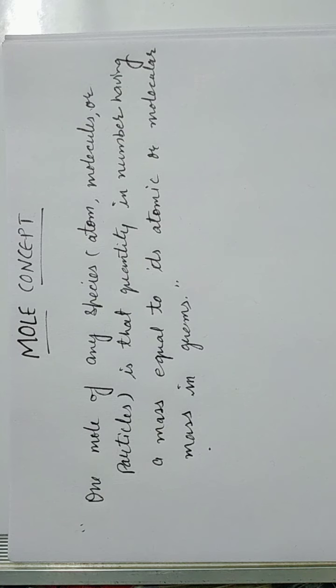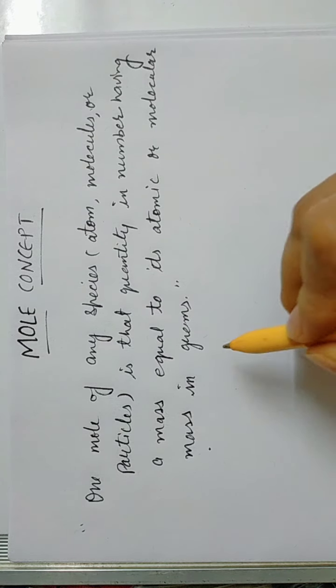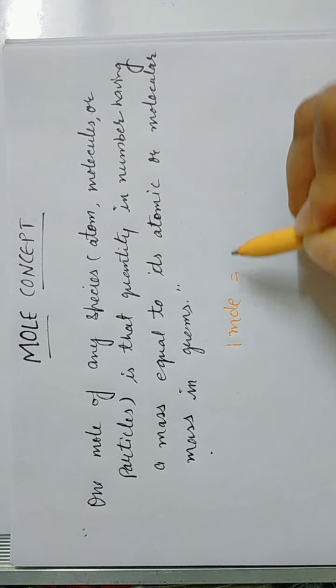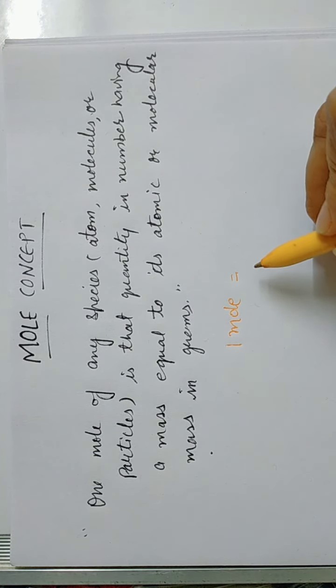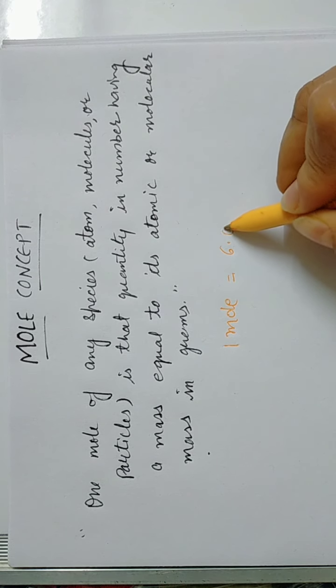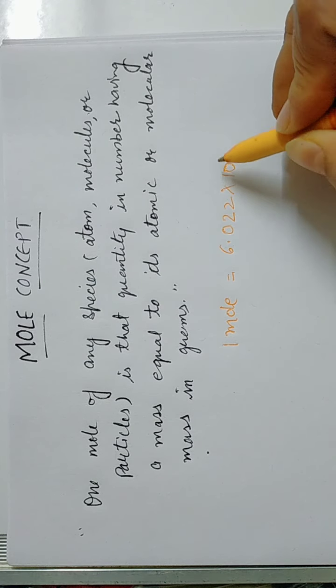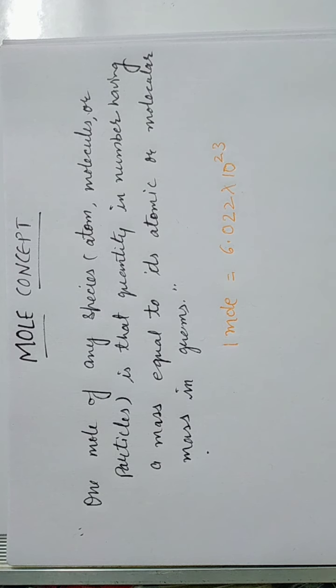Now the number of particles like atoms, molecules or ions present in 1 mole is fixed, and that is 6.022 × 10^23. Now this is in number form, so it doesn't carry any unit.